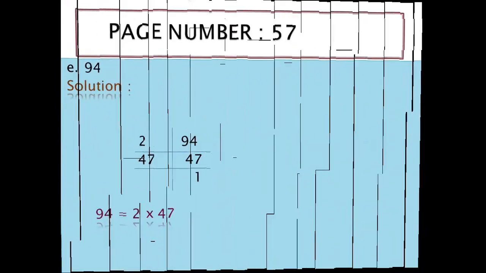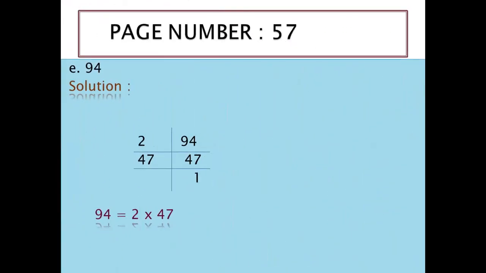Part E is 94. 4 is an even number, and again what will we do? We start division from 2. After dividing 94 by 2, the quotient is 47, and 47 is a prime number. So the factors of 94 are 2 multiplied by 47.